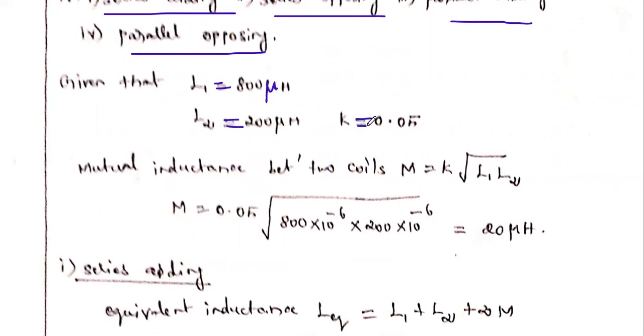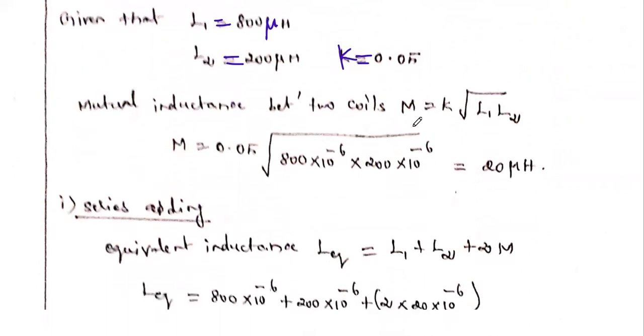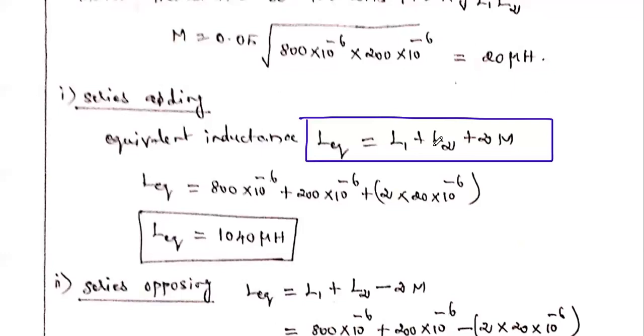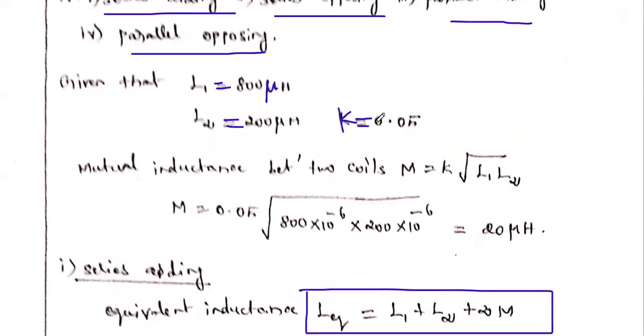Coefficient of coupling K equal to 0.05. These are all the three given data. So first one, in order to find out the L equivalent, if it is a series aiding, what is the formula? In series aiding, the L equivalent is L1 plus L2 plus 2M. Here L1 given, L2 given, M mutual inductance is not given directly, but in order to calculate the mutual inductance, another data is given, coefficient of coupling.